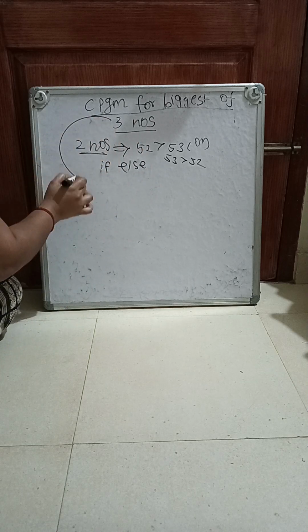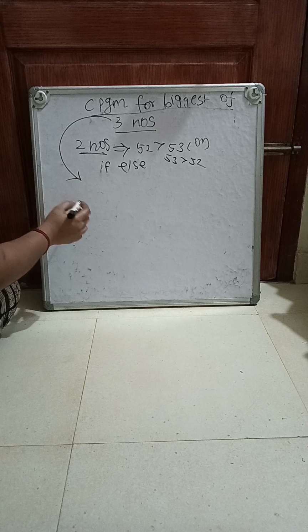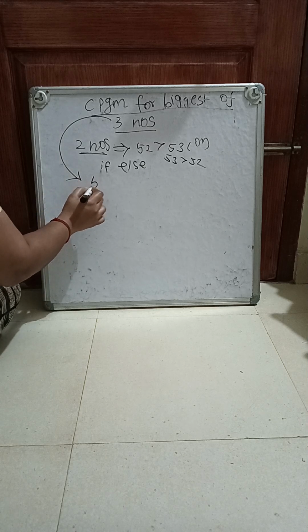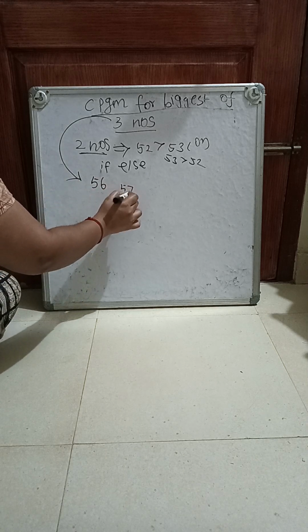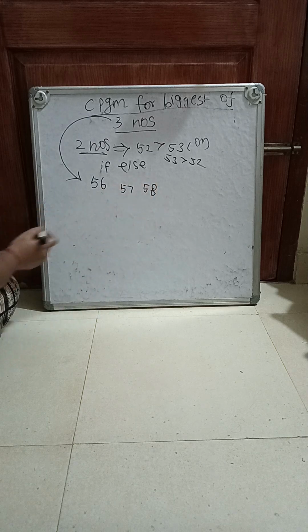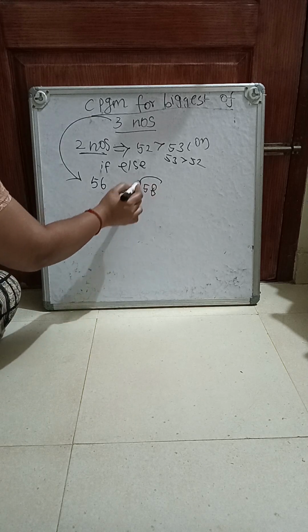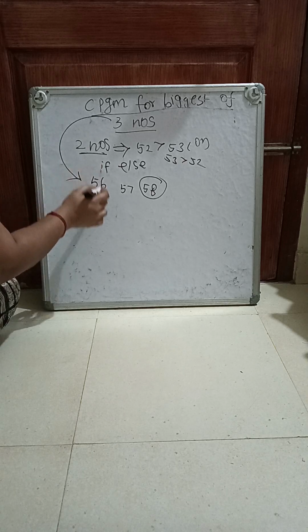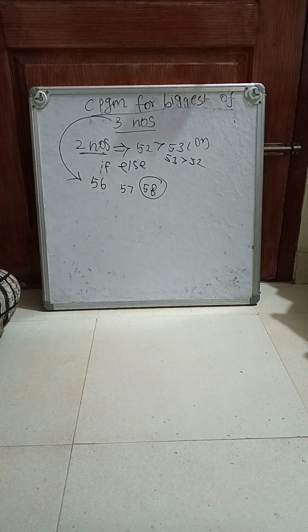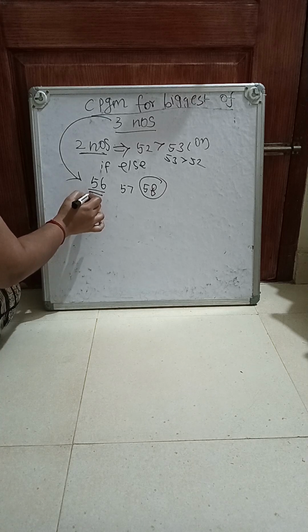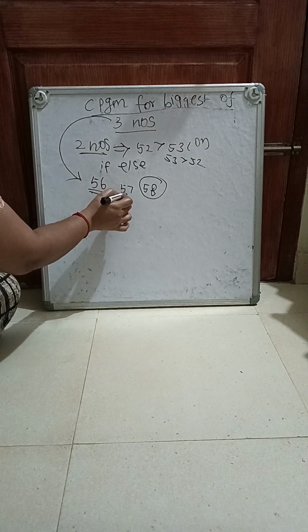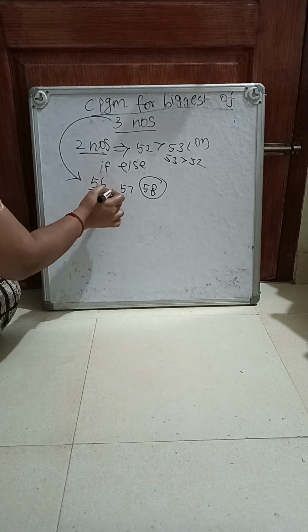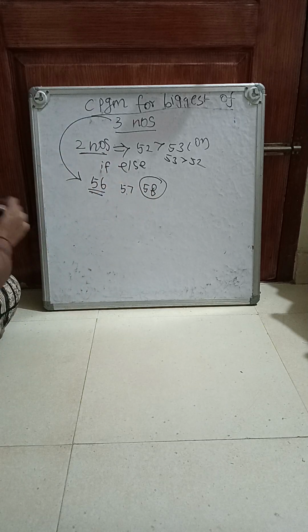Now, we are finding the process for three numbers. For example, if I have 56, 57, 58, we all know that the biggest of the three numbers is 58. So for this, we have to write the logic. How will we write the logic? First we have to check whether 56 is greater than 57 and 56 is greater than 58.